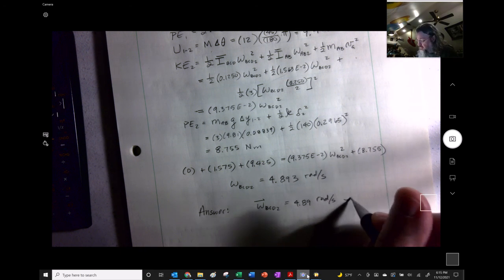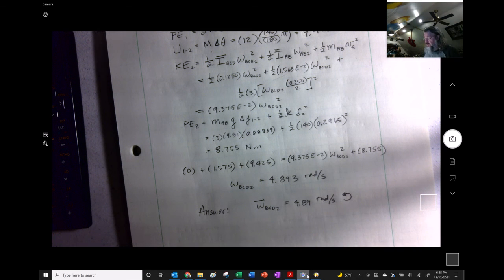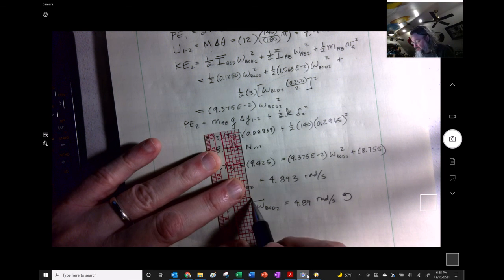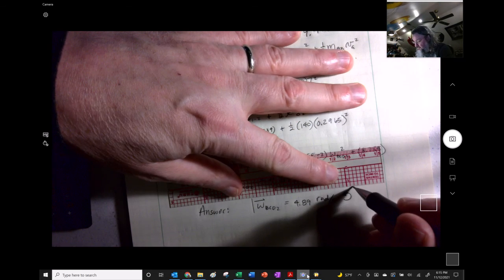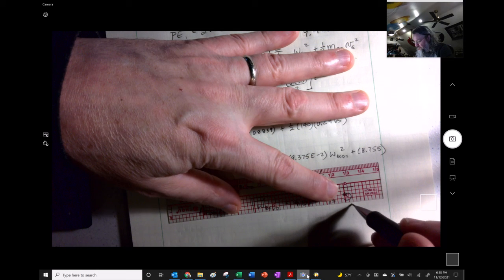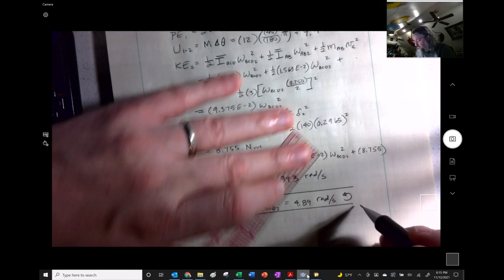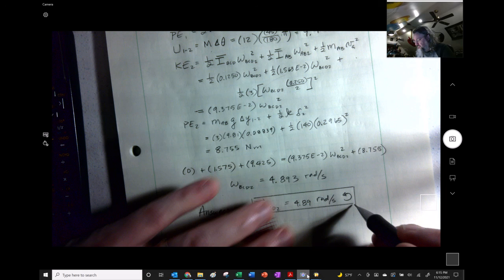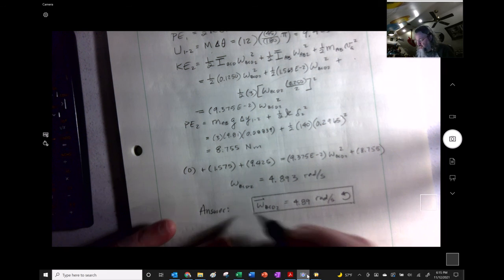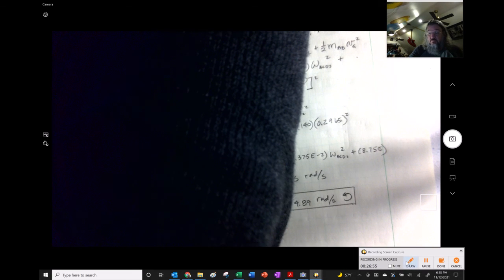and turn it into a vector. Ta-da! We're done. There's a complicated problem. I liked it. It was a good one.